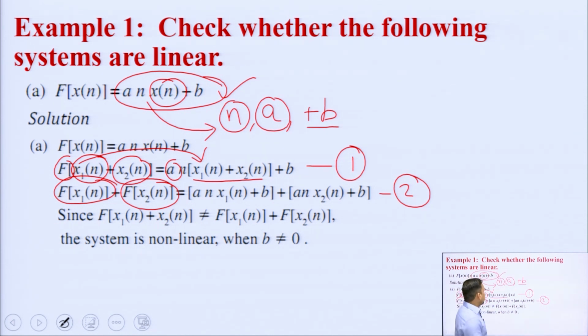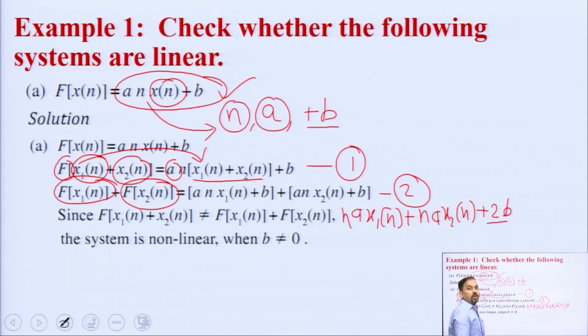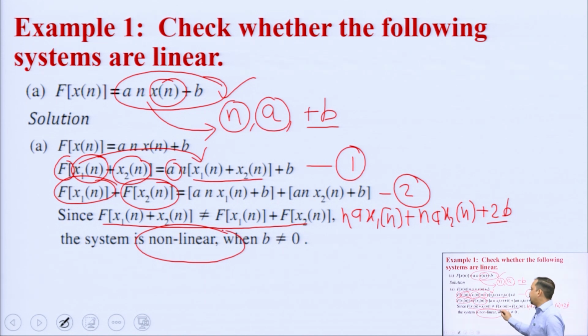So, what we are getting here is A times n x1(n) plus n A x2(n) plus 2b. We are getting a constant which is 2b, but in equation number 1 we are getting only plus b. So, we can say that equation number 1 and equation number 2 are not equal. So, we can say that the principle of superposition is not verified and the system is said to be non-linear.